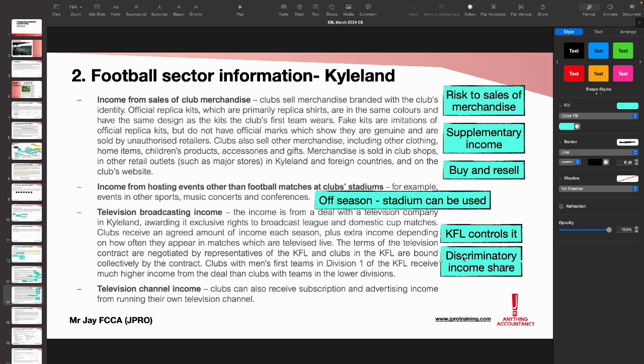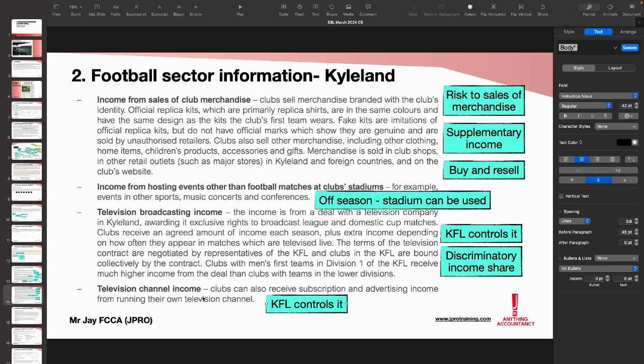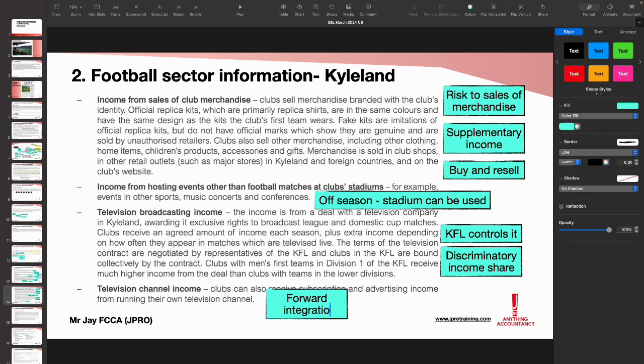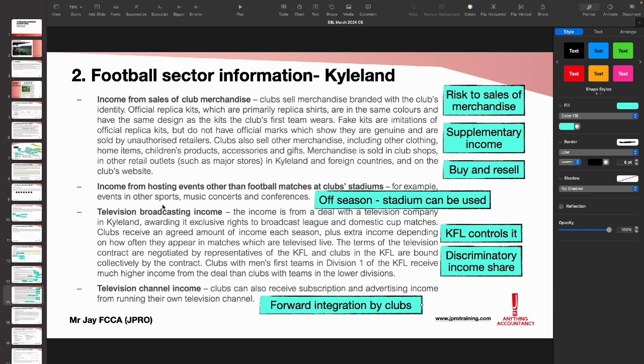Television channel income. Clubs can also receive subscription and advertising income from running their own channel. So this is a way they kind of break away. And you can see this part. They run their own channel. This looks like forward integration by clubs, correct? Which kind of means that instead of going through the television broadcasting income, they try to earn more money by having their own television channel.